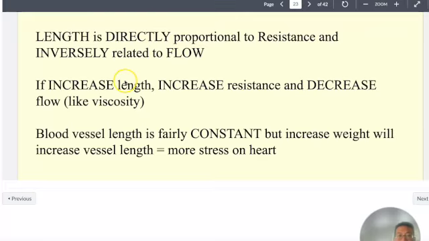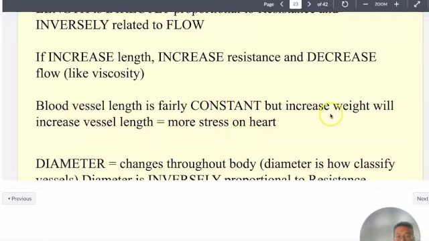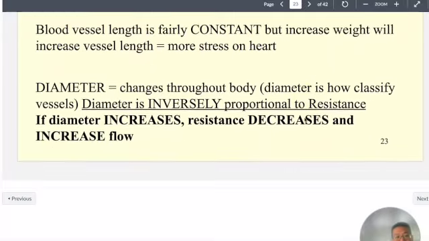Length is directly proportional to resistance and inversely related to flow. Let's study that a little bit. If there's an increase in length, so the longer it is, increased resistance and decreased flow. So the farther it is, more friction, everything will slow down. Blood vessel length is fairly constant, but increased weight will increase vessel length, more stress on the heart.